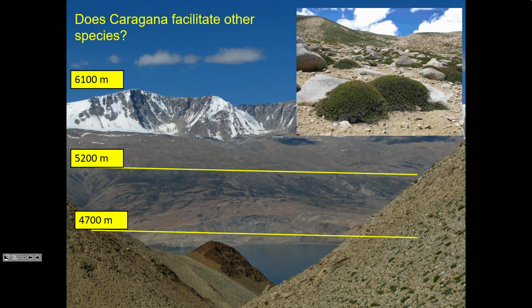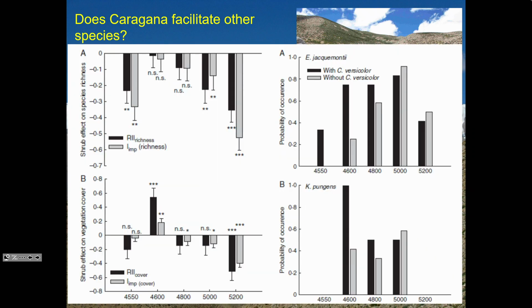Caragana. We also tested, in a case study, whether Caragana has some positive effect. And again, we found that at the community level, there is nothing. The species that are associated with Caragana are more abundant outside. So at the community level, nothing.